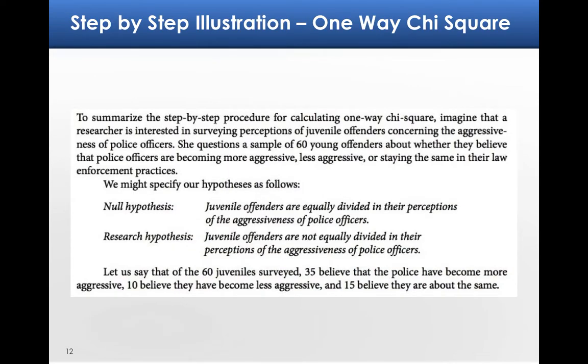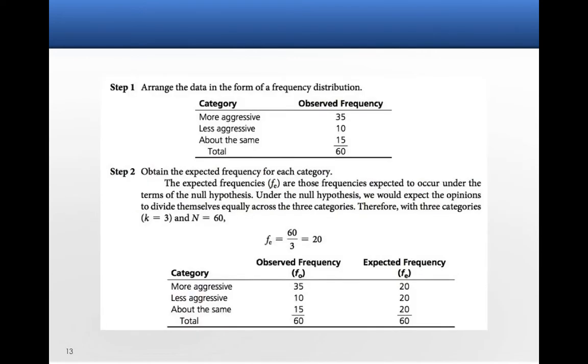Let's look at another example. The null hypothesis says juvenile offenders are equally divided in their perceptions of how aggressive police officers are, and our research hypothesis says they are not. We survey 60 juveniles and 35 believe the police have become more aggressive, 10 think they are less aggressive, and 15 think they are about the same. We have our categories, more, less, and the same, and then observed and expected frequencies. Our expected frequency should be 20, 20, and 20.